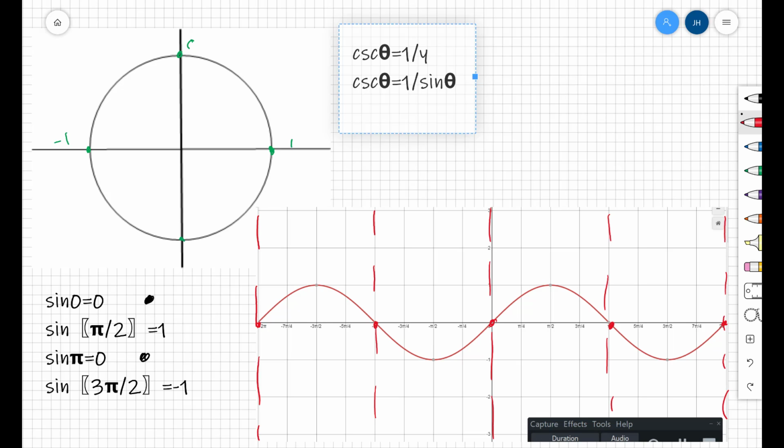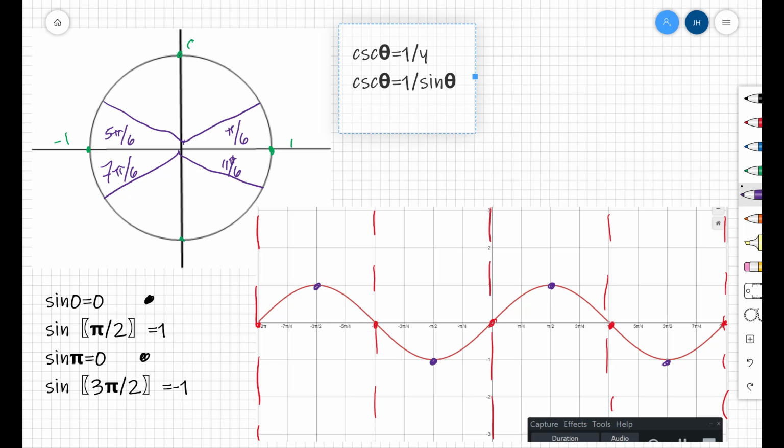And where sine is positive 1, the reciprocal of 1 is 1, and the reciprocal of -1 is -1, so these are going to be the points that sine and cosecant have in common, their graphs. And if we look at where sine is equal to 1/2, that's where our y value is 1/2. Those are the pi over 6, 5 pi over 6, 7 pi over 6, and 11 pi over 6.